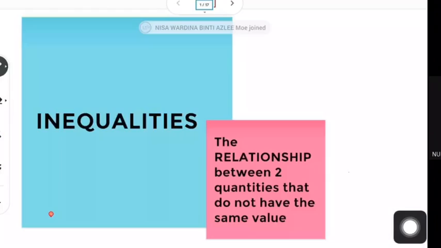Okay. Semua nampak tak skrin cikgu? Inequalities. Nampak. Alright.